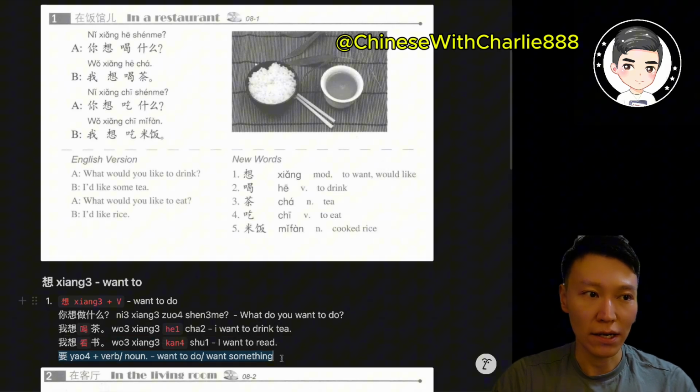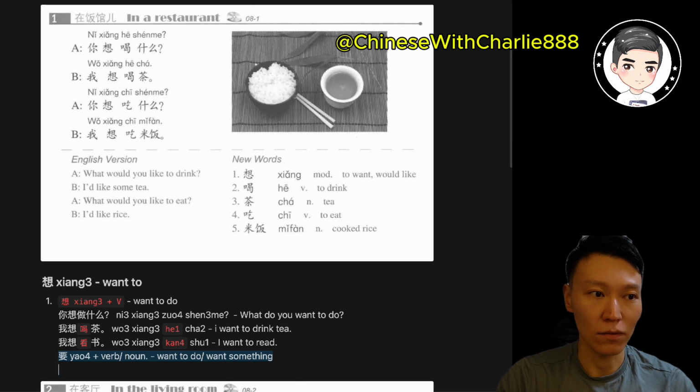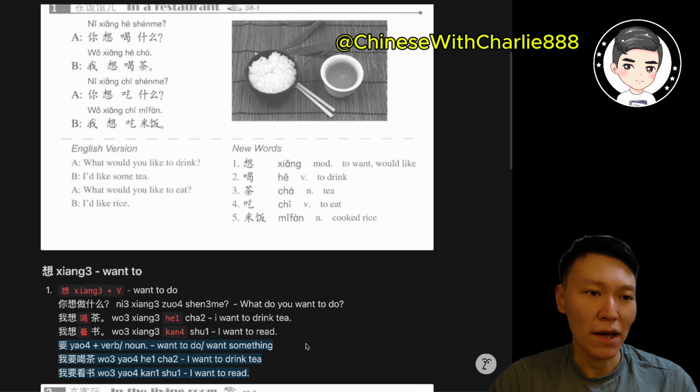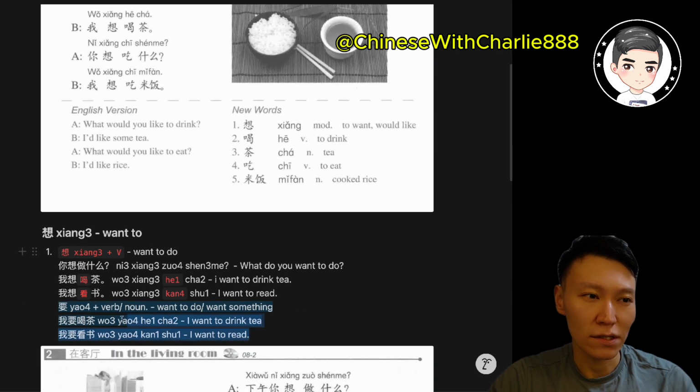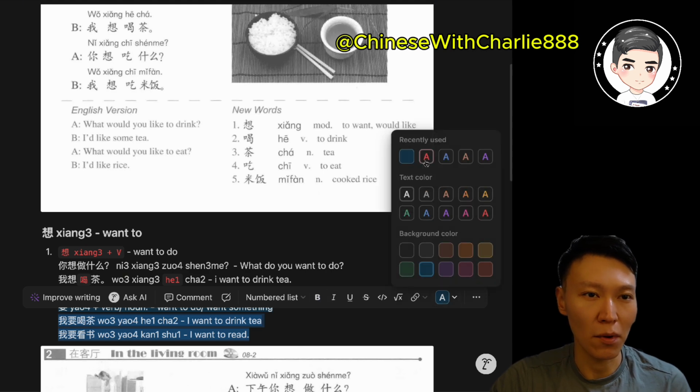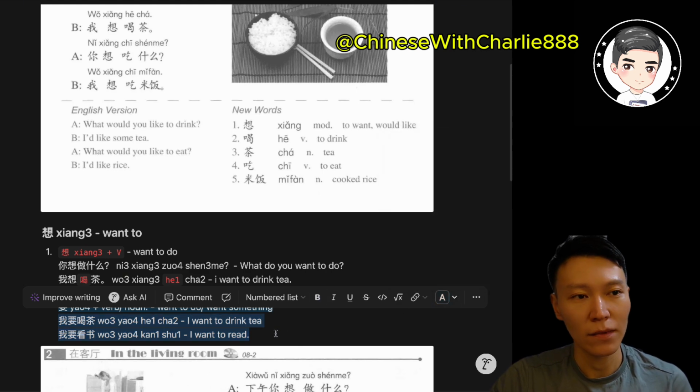So you can say 我要喝茶. Which means I want to drink tea. Or 我要看书. I want to read. Then we might have a question. So what is the difference between 我想 and 我要 when they both mean I want to?